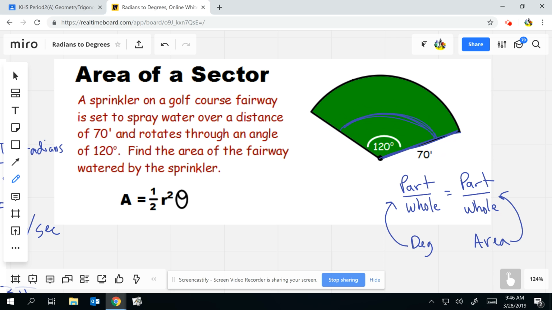It's 120 degrees. Now our formula has radians though. So we're going to need to take the 120 and multiply it by pi over 180 to get it into radians. We want to go to radians, so the pi has to go on top. The zeros you can divide by 10 and cancel out. And 12 and 18 you can divide by 6 and get a 2 and a 3. So you're actually going to get 2 pi over 3 radians. So if I was to use my formula down here, the area would be 1/2 times the radius squared, 70 squared, times the 2 pi over 3 radians.